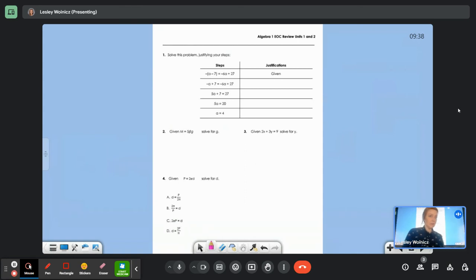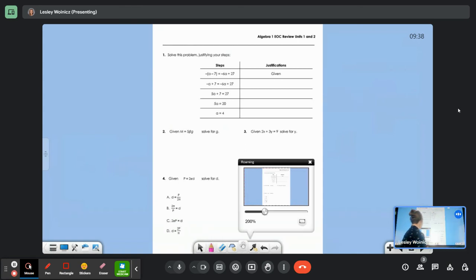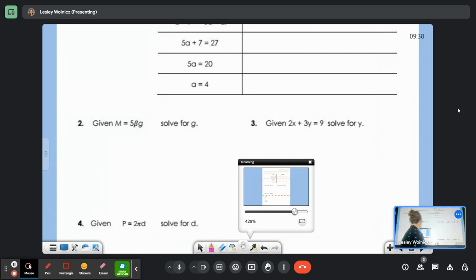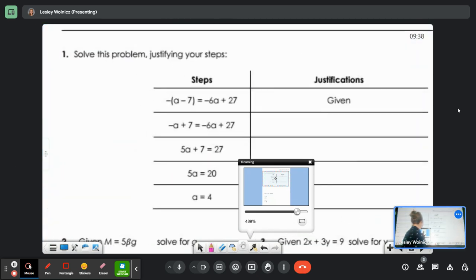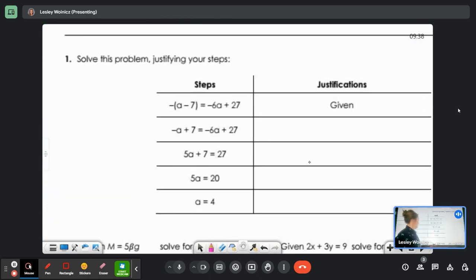We have to solve this problem and justify our steps. So how are we going to get rid of those parentheses? Yeah, so our first justification is that we're allowed to do this and change those signs in our parentheses because of the distributive property.